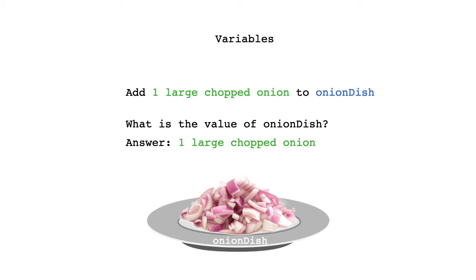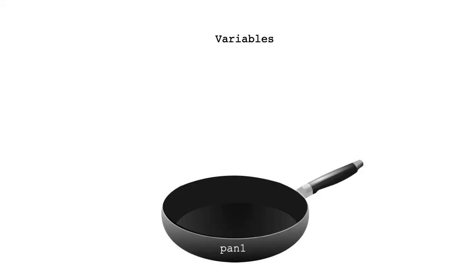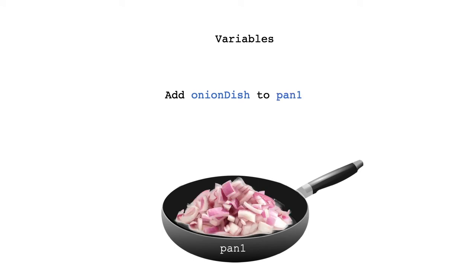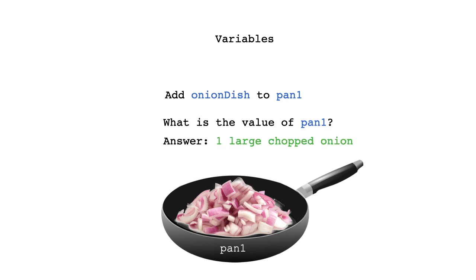Now we can add the value of onion dish to pan 1, or in other words we can tip the onions into the frying pan. Now pan 1 contains onions. If you were to inspect the contents of pan 1, you'll see the value is 1 large chopped onion. As the name variable suggests, the value can change.